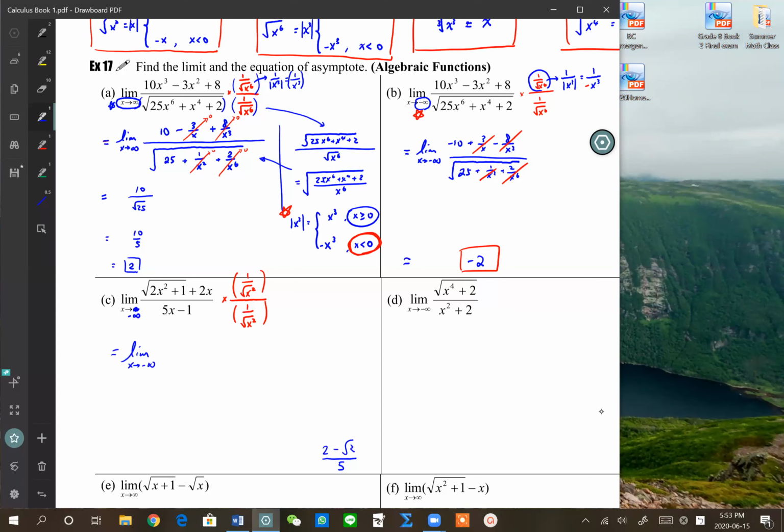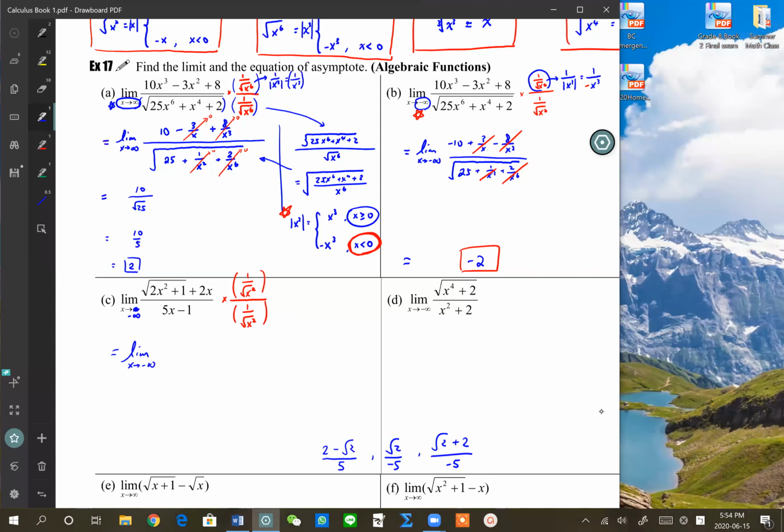Okay, Emily, what answer do you have? I'm probably wrong. I have root 2 over -5. Root 2 over -5, like that? Yeah. Okay, all right. Carrie, it's always good to try, right? Okay, Carrie, what's yours? Well, I have a different answer too. I got root 2 plus 2 over -5. Plus 2 over -5, like this? Yeah.